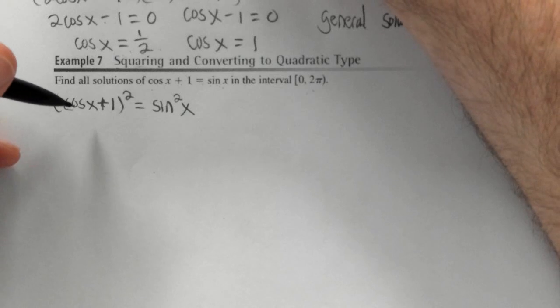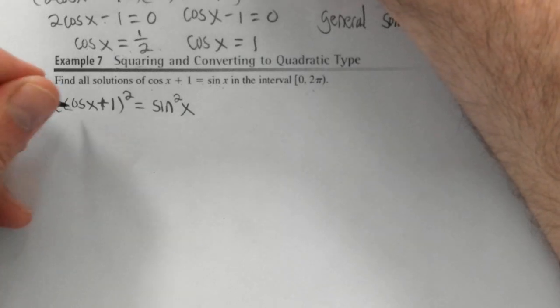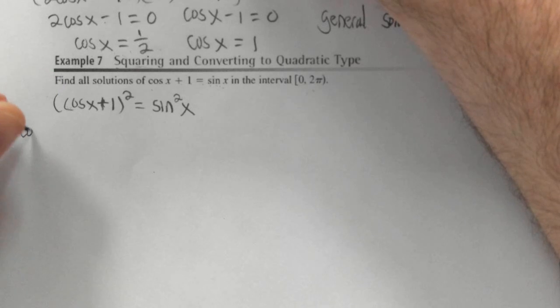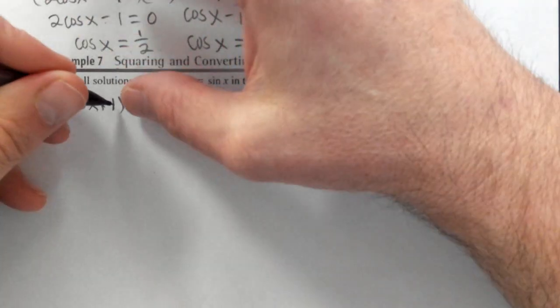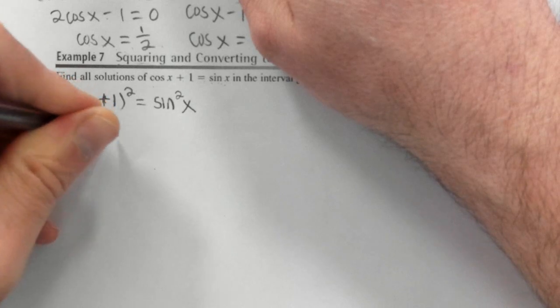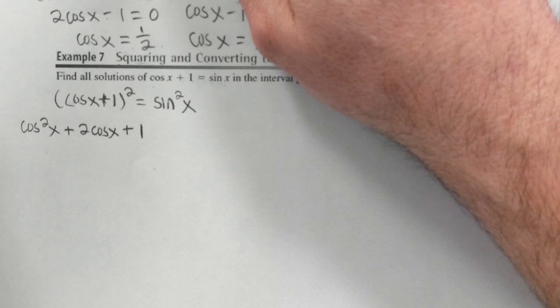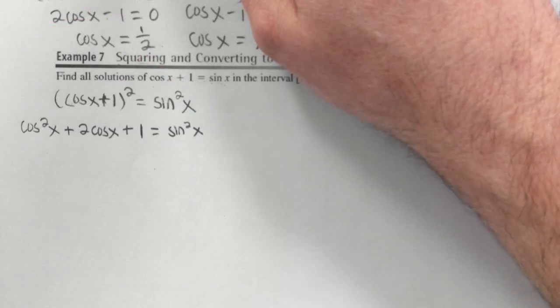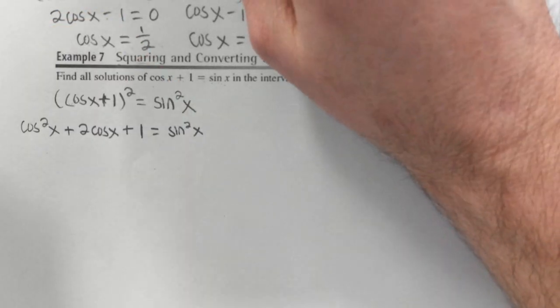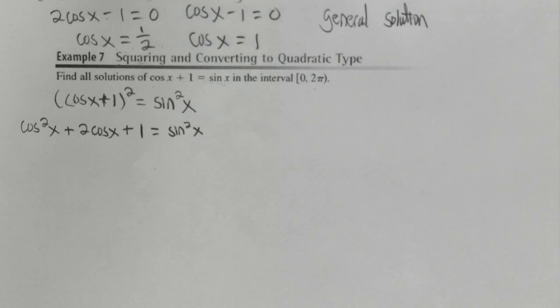So cosine times cosine is cosine squared x. Then I would have cosine x plus cosine x, which is 2 cosine x. Then I would have 1 times 1, which is 1, so that's a plus 1. And then that's still going to be equal to sine squared on the other side. All right, so from here now, let's take a look at what we've got.